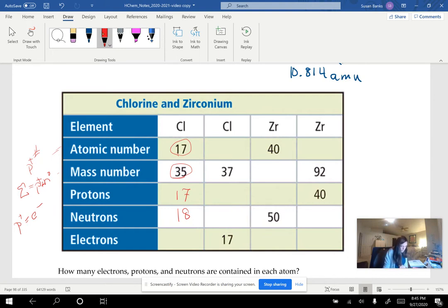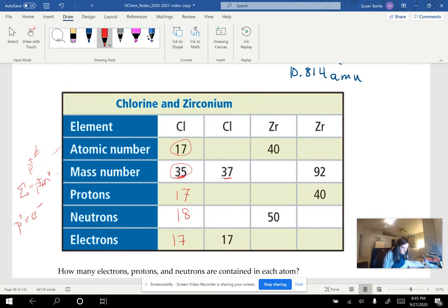So our number of protons, 17, is also going to be our electrons. Okay, so there's a mass number. We have an isotope of chlorine 35. I want you to try it for 37 and zirconium and the other zirconium isotope. Give yourself a minute or so, stop this video, and then we'll check this, okay?